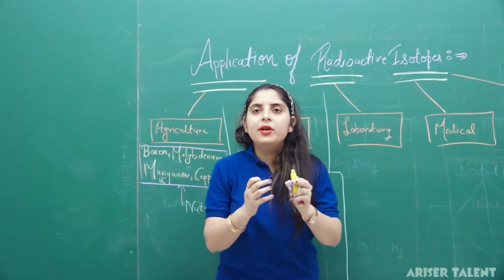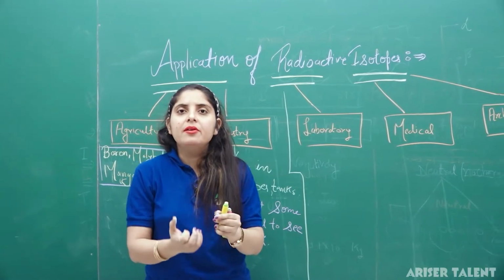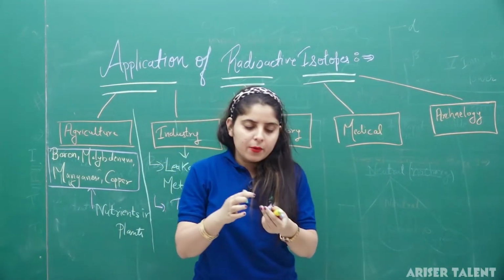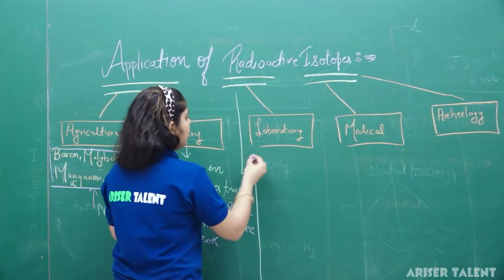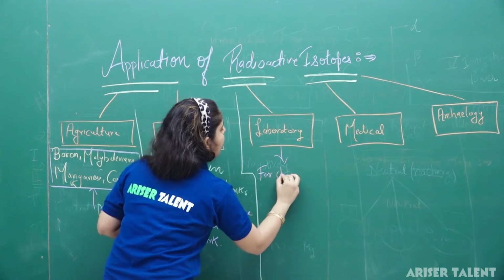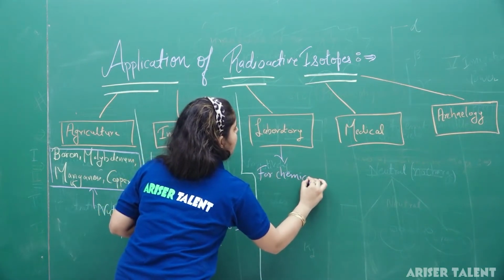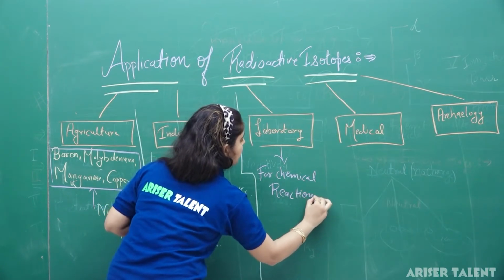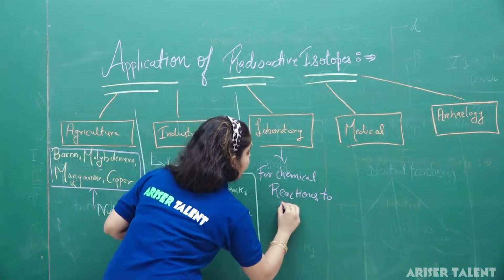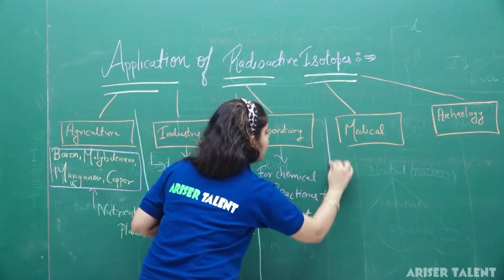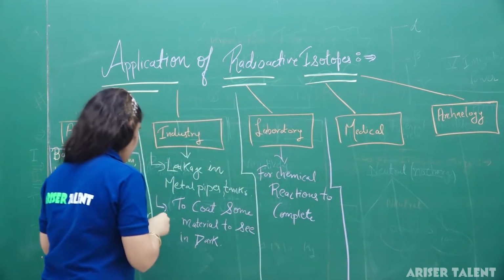In the case of laboratory, if there are certain chemical reactions we need to accomplish, we need certain types of radioactive isotopes. So in laboratory, for chemical reactions to complete, certain radioactive isotopes are used.